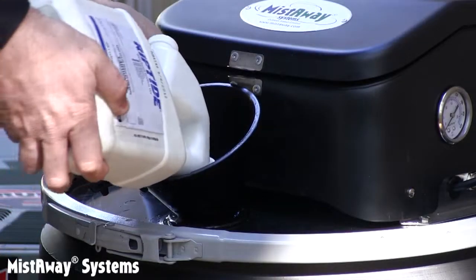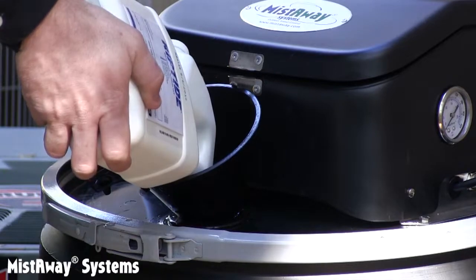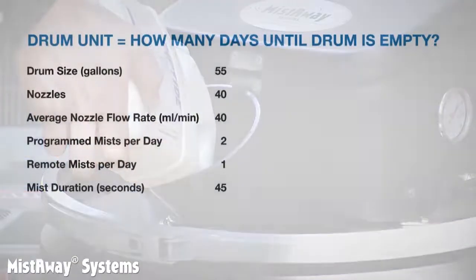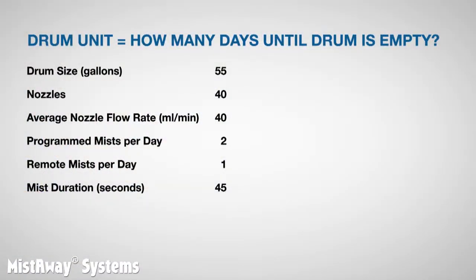Let's start by calculating the replenishment cycle for a hypothetical drum unit installation. The characteristics of our system are on screen. We have a 55-gallon drum unit. We've got 40 nozzles with an average flow rate per nozzle of 40 milliliters per minute. We have 2 programmed mists per day, and we're counting on the homeowner to use their remote once a day. And each mist has a duration of 45 seconds.